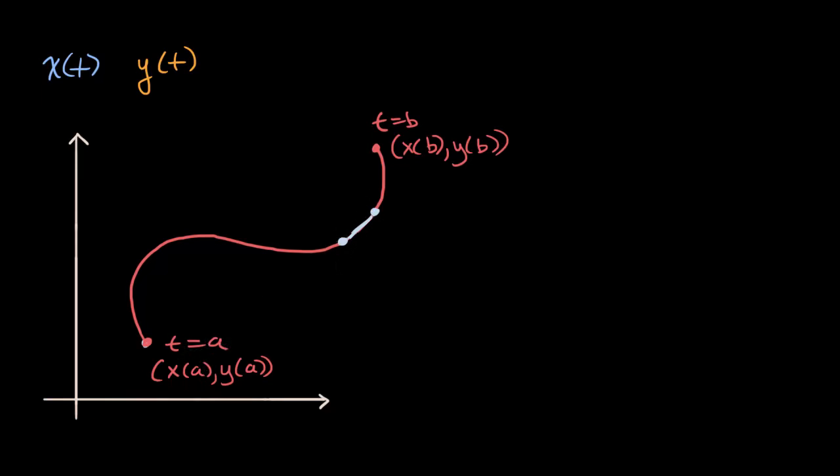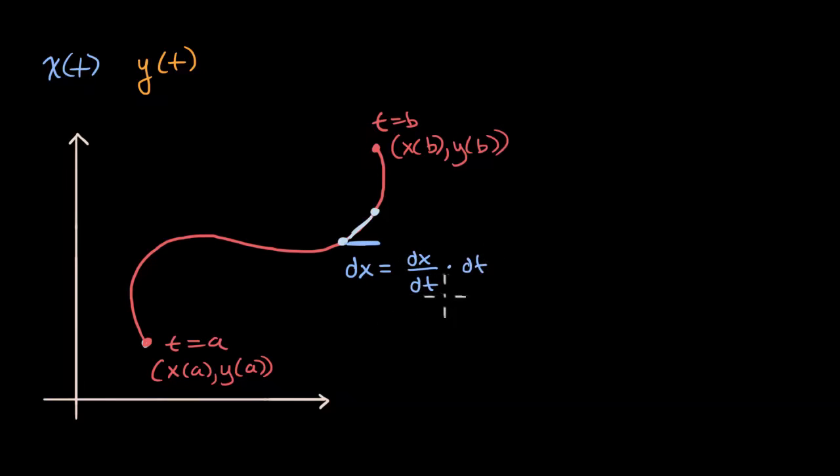Well, we could break it down into how far we've moved in the x direction and how far we've moved in the y direction. So in the x direction right over here, we would have moved a very small change in x. And what would that be equal to? Well, that would be the rate of change with which x is changing with respect to t, times our very small change in t.